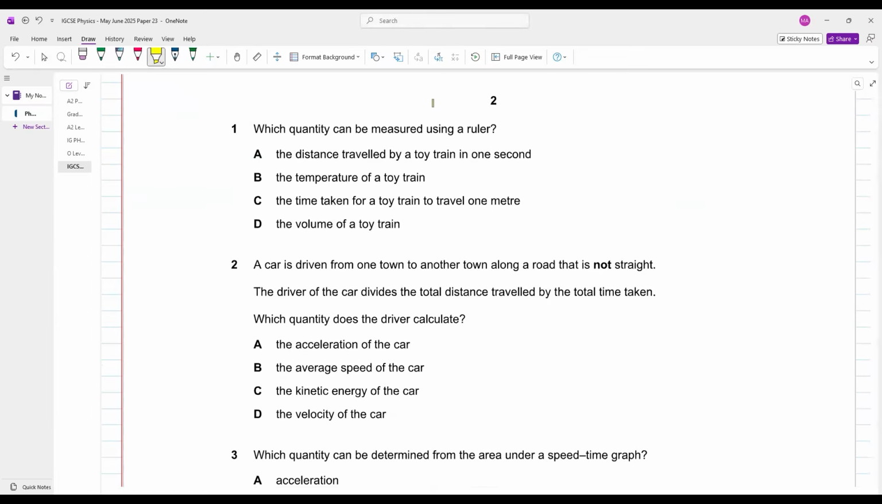Which quantity can be measured using a ruler? Which quantity can we directly measure with a ruler? The distance traveled by a toy car in 1 second. Yeah, that could be measured because that is a straight line distance.